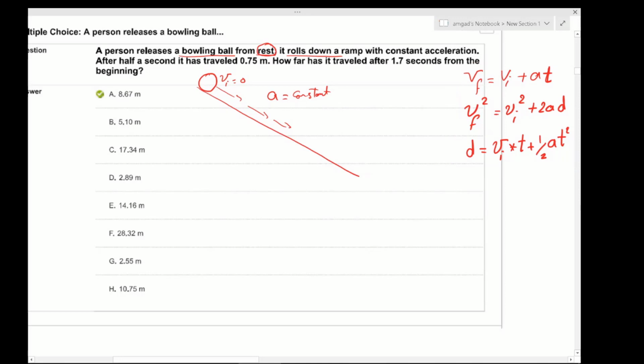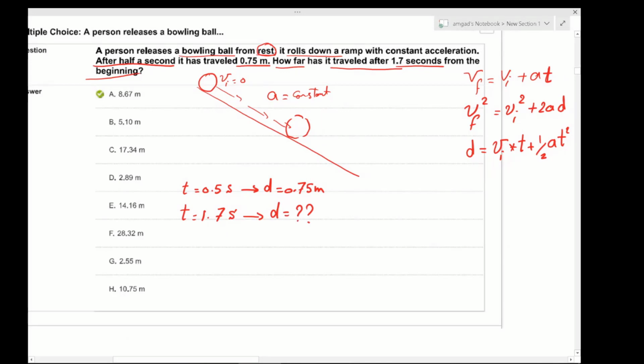It rolls down the ramp with constant acceleration. After half a second, it has traveled 0.75 meter. So when the time is 0.5 second, the corresponding distance is 0.75 meter. Like when it reaches here, for example. How far has it traveled after 1.7 seconds from the beginning? So if the time is 1.7 seconds, but from the beginning, what is the corresponding distance?